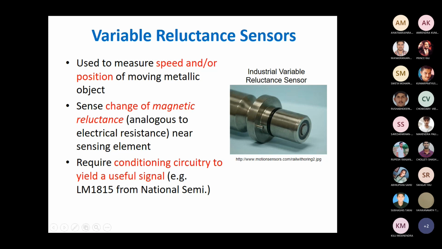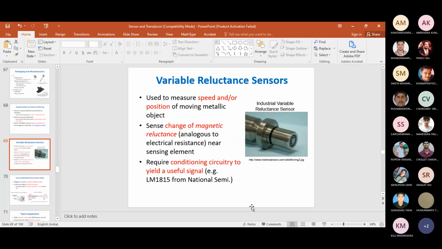Hall effect sensors: you can see an example of LEM sensors. LEM sensors are Hall effect sensors. We can see the LEM LV25P, which is a Hall effect voltage sensor. The LA15, sorry, LA15, is a current sensor. So you can see different sensors over here.